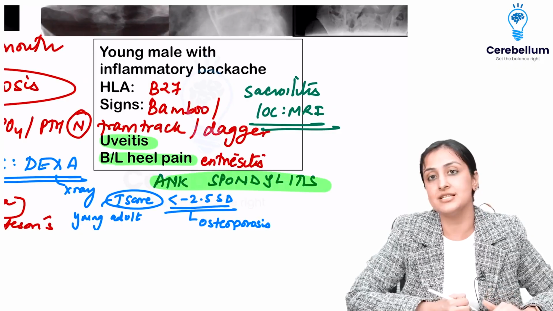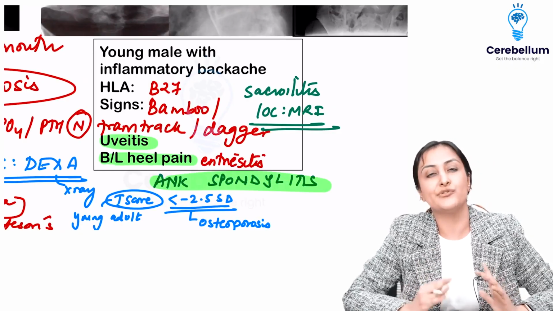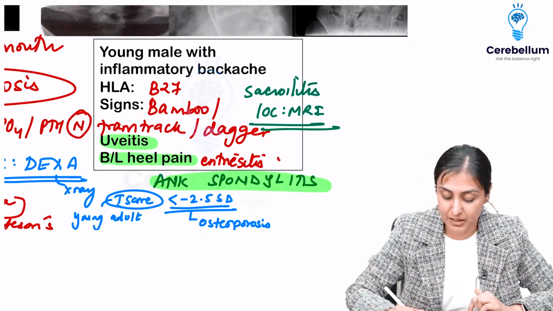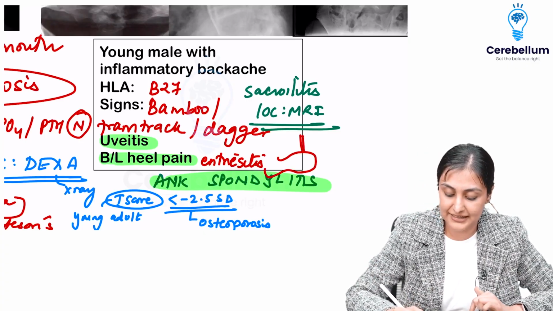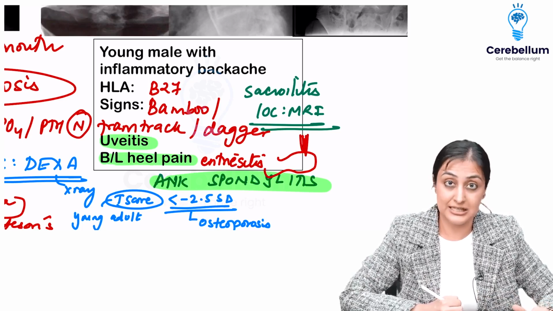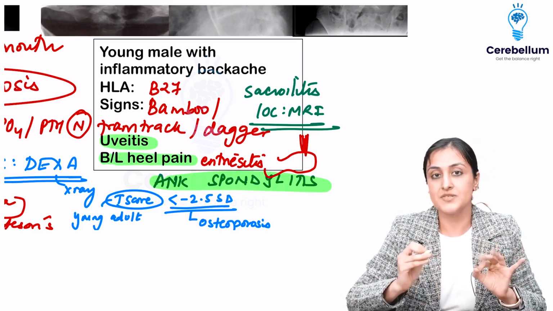What is enthesitis? Wherever you have attachment of tendon and ligament, that site becomes inflamed. For example, if this is the calcaneum, the point where the Achilles tendon has to insert, it becomes inflamed.